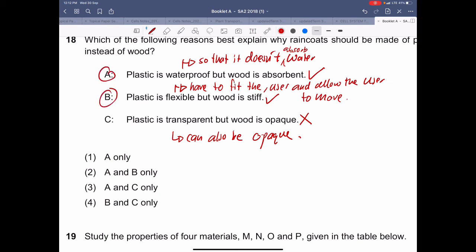So look how I actually put a tick and then I circle the answer, and after that I finally select the option. This will ensure that I don't make any mistake. Okay?